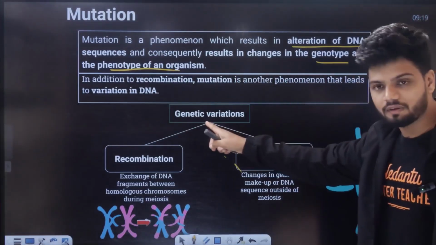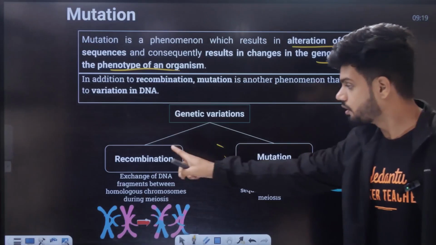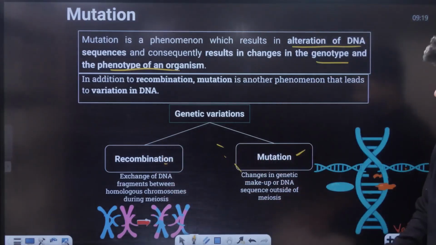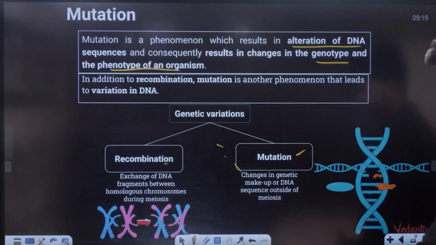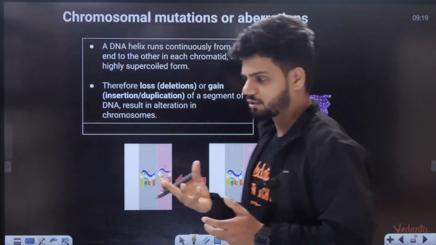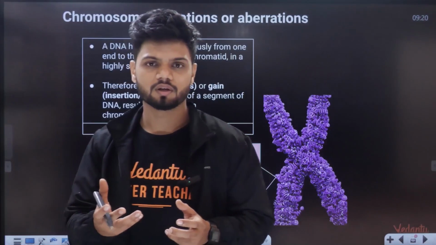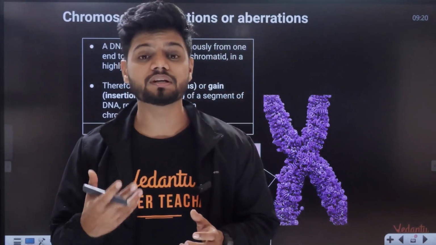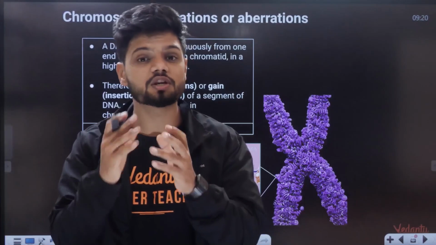So, there are two main causes for genetic variation. Recombination can happen during meiosis, and mutation can happen. That is, change in the genetic makeup. Okay, change in the genetic makeup. Now, what exactly is mutation? What exactly is mutation? In mutation, there is a change in the DNA. There is a change in DNA, or there is a change in the gene also.